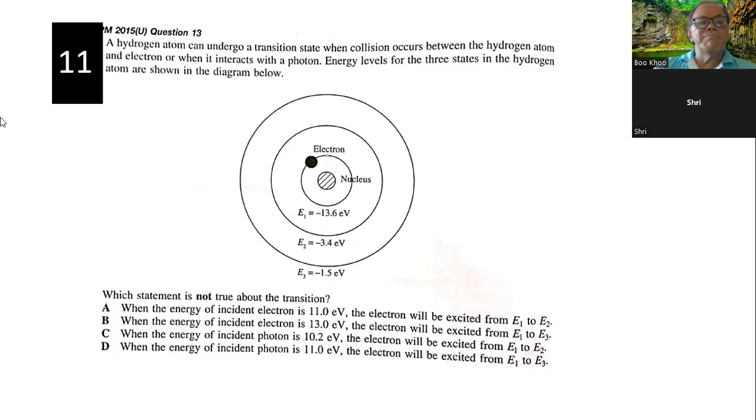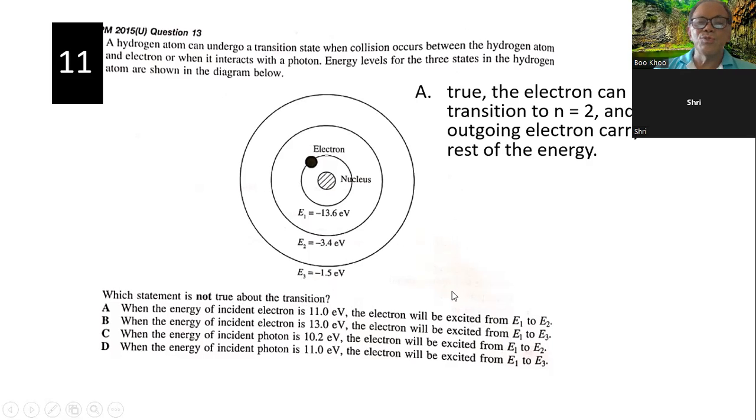Okay, looks like you are having problem again. Right, the minimum energy required for transition is this one. That means 13.6 minus 3.4 is 10.2. Right, so here looking at electron. This one is possible, right? Because the electron can cause a transition, and then this incident electron will leave with the rest of the energy. So A is true.